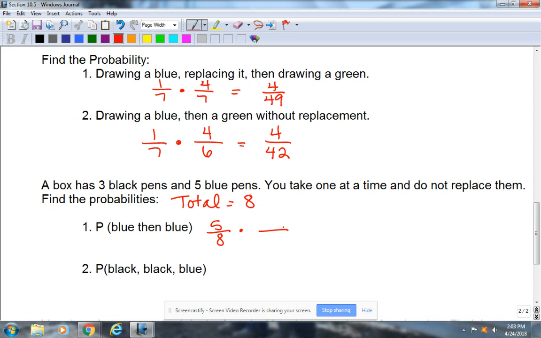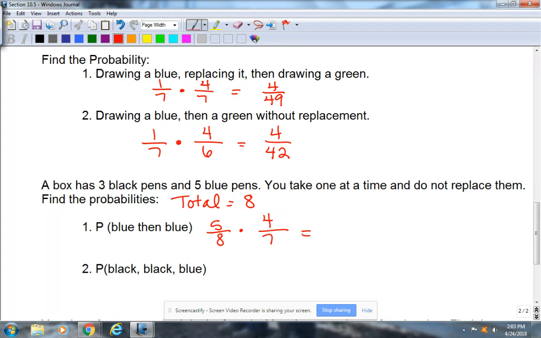Well, how many total pens are in the box now? 7 total, right? And how many are blue now? 4. So the total went down by 1. And also, since I'm going for the same color, the blue pens went down by 1 also. Y'all see that? So if they're reaching for the same color, then that top number goes down as well. Does that make sense?